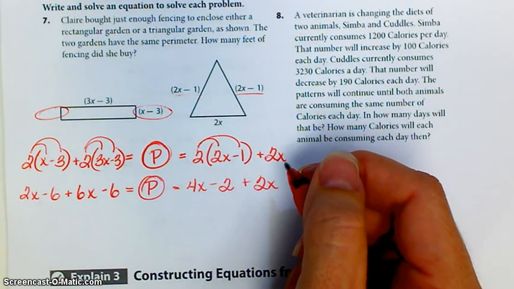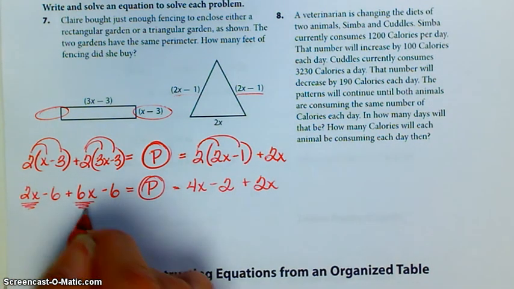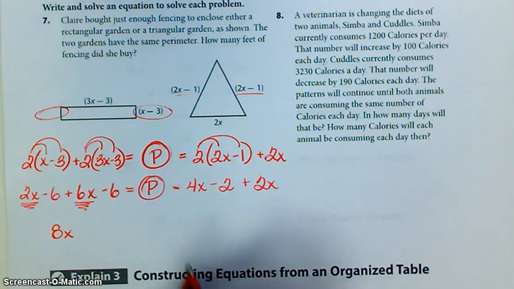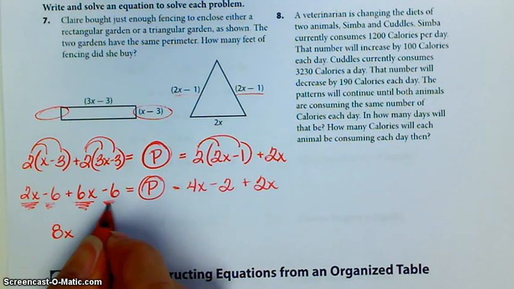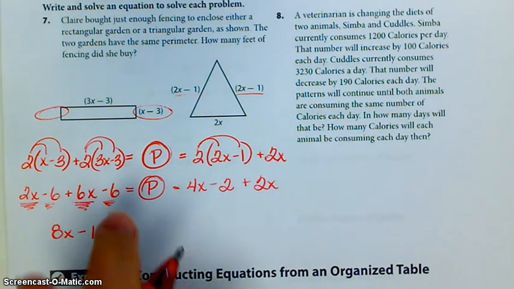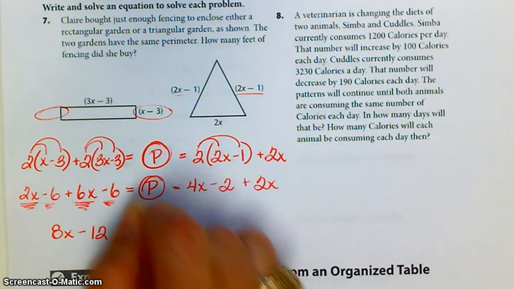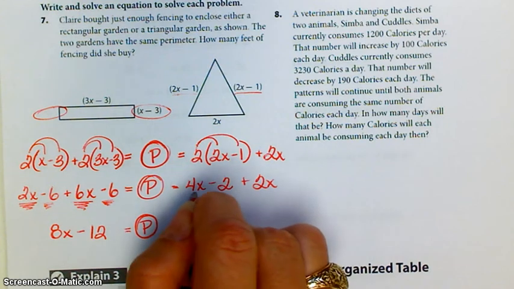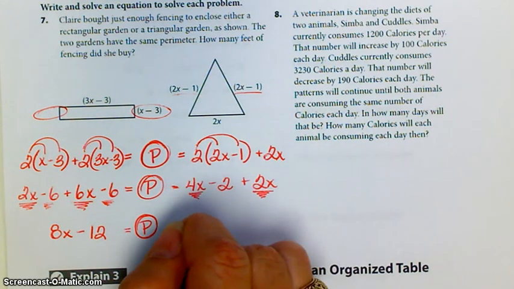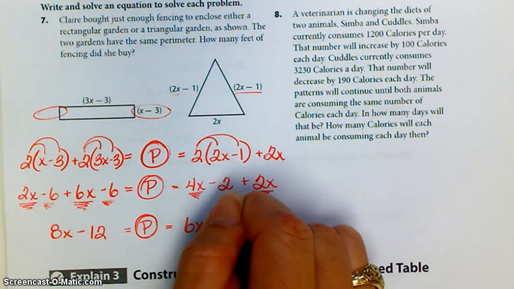Okay. So let's start combining things on the same side. I have a 2x here and a 6x here. Those are like terms. That's a total of 8x. I have a negative 6 here and a negative 6 here. That's a total of negative 12 on that side. So I'm just grouping the things together that are on the same side right now. And that equals whatever perimeter she can fence. On this side, I've got a 4x here and a 2x here, that's a total of 6x, and then I've only got one number, minus 2.